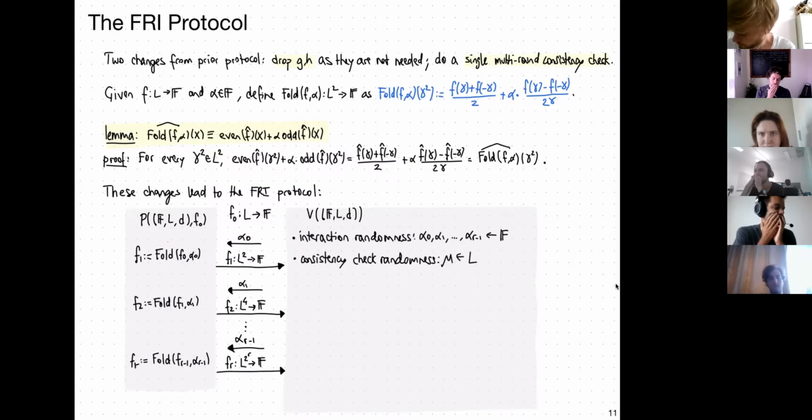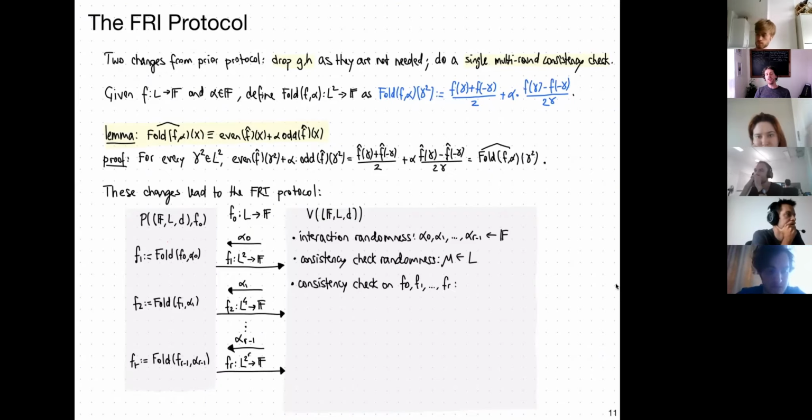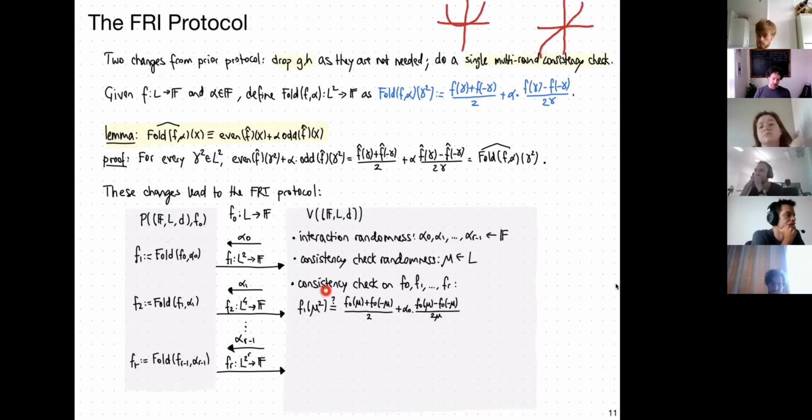So what will we do? We'll try to make a consistency check. Whereas before, in each round, we chose a mu and made a consistency check, now we choose just a single mu, and we'll check it on all of the functions. So how do we do that? We start with the first function, and we're checking, does this folding satisfy the fold formula? This is just how we defined the formula. So we check it with respect to mu squared. We took this polynomial, we divided it into two polynomials in mu squared, and then we check their relationship.